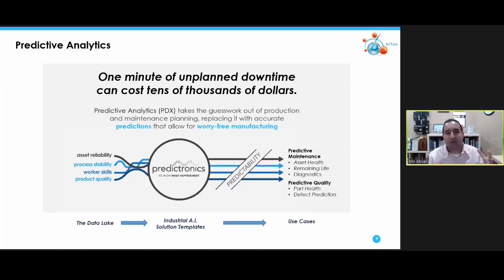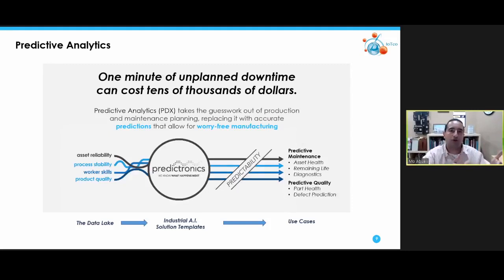And it doesn't have to be an aluminum cast. It could be a semiconductor chip that you're making on your fab. It could be any type of production part, be it a discrete manufacturer or a process type of manufacturer. And then we're talking defect prediction and diagnosis. Why am I rejecting this part?